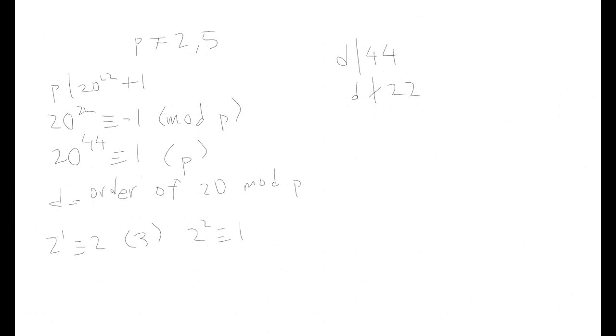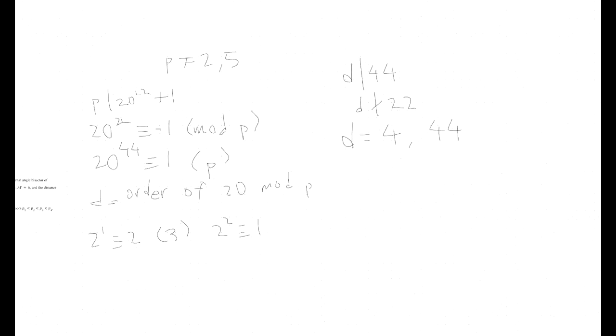And if you look at the divisors of these numbers, we find that the only two possibilities for D are 4 or 44. Okay, so now we can look at these cases separately. So let's do case 1, D equals 44.